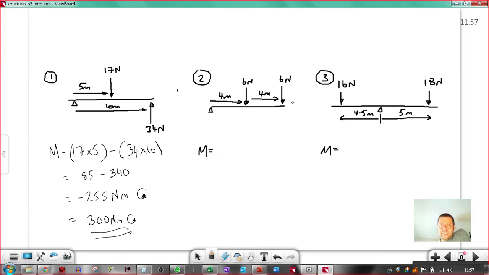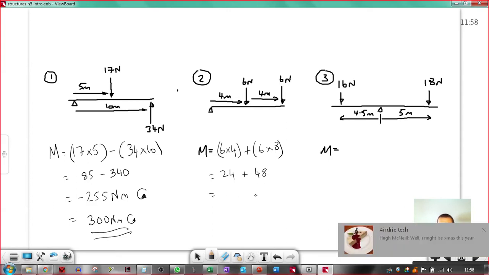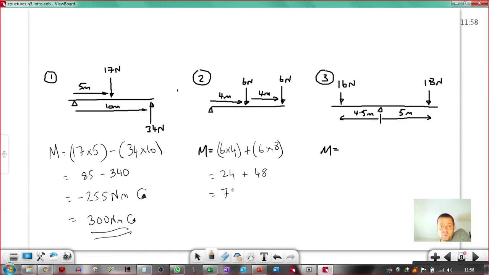Okay. So in this one, because they're both clockwise, the bracket would have looked like 6 times 4 plus 6 times 8, and that would have given you your total moment. So it's that 24 plus 48, which is 72 Newton meters. Round it to the correct number of significant figures, 70 Newton meters, and then state whether it's clockwise or anti-clockwise. So that's clockwise. And then this one, I'm not going to do because you get the picture. Okay, so that was working out the total moment on these beams.